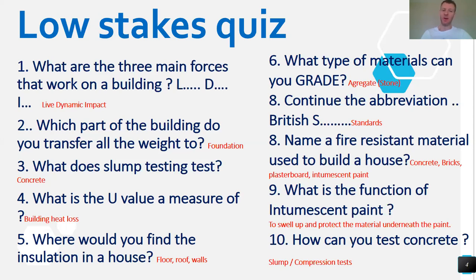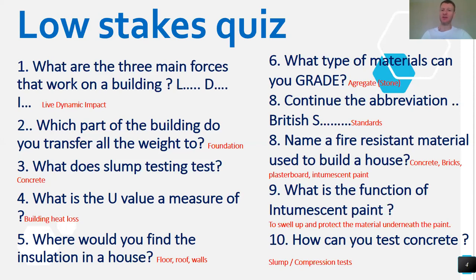What is the U value a measure of? That is heat loss, how much heat is lost from the building. And we know that when your building loses very little heat, the U value is very low. If your building loses a lot of heat, the U value is very high. Where would you find insulation for a building? You'd find it in the walls, in the roof, and in the floor.